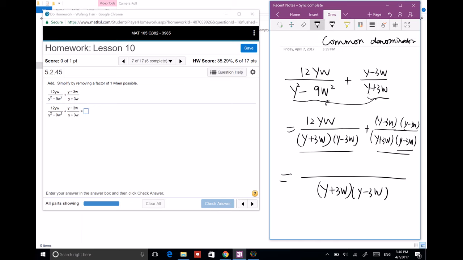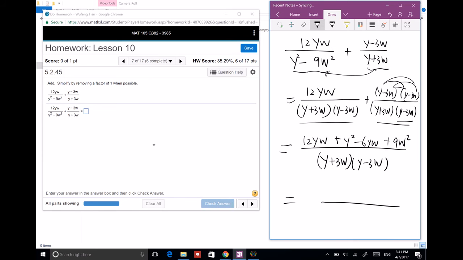Now the numerator we can just add: 12yw plus this one, we FOIL it. y squared, minus 6yw. You combine that and multiply that, FOIL: outside, inside, and then last, 9w squared. So now we simplified the y squared, add together 6yw plus 9w squared, over y plus 3w and y minus 3w.